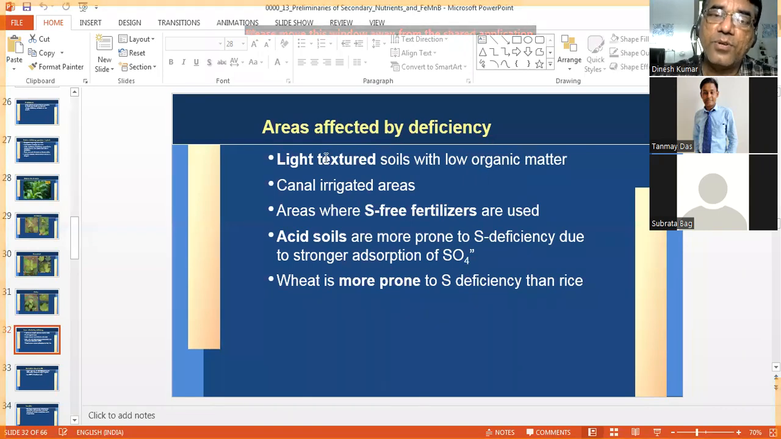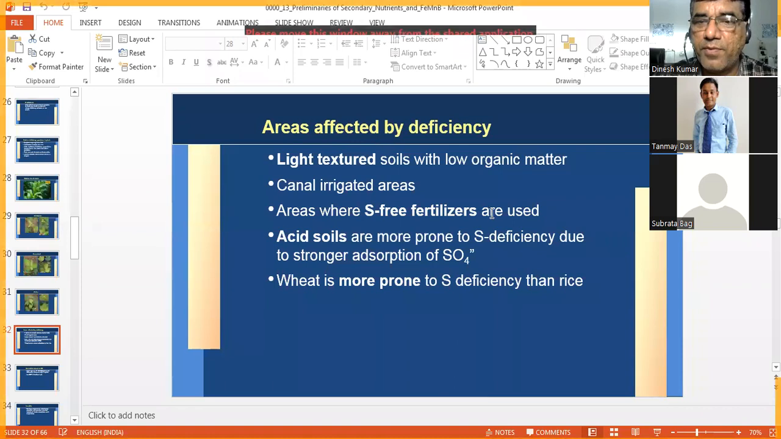And light texture soils means sulfate can leach down. Also in canal irrigated areas because of increased pH. Areas where sulfur-free fertilizers are used. Acid soils are more prone to sulfur deficiency due to stronger adsorption of sulfate.